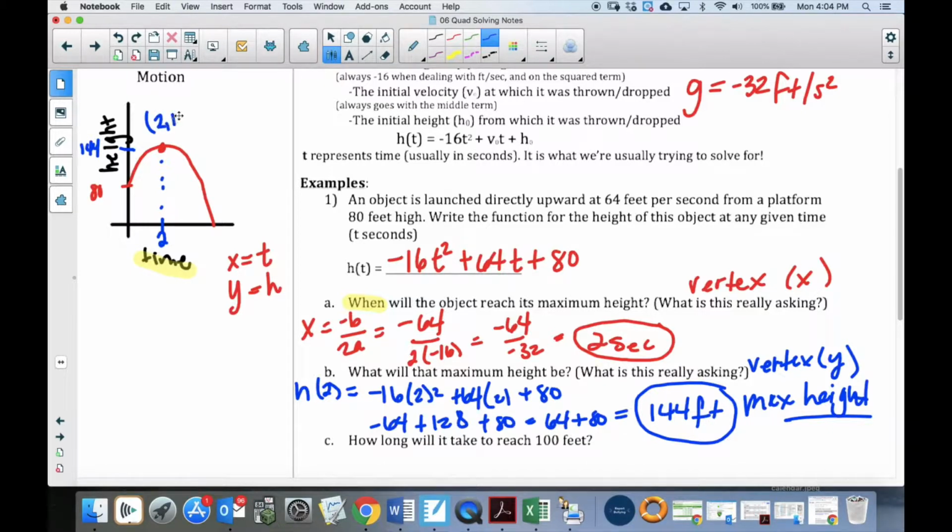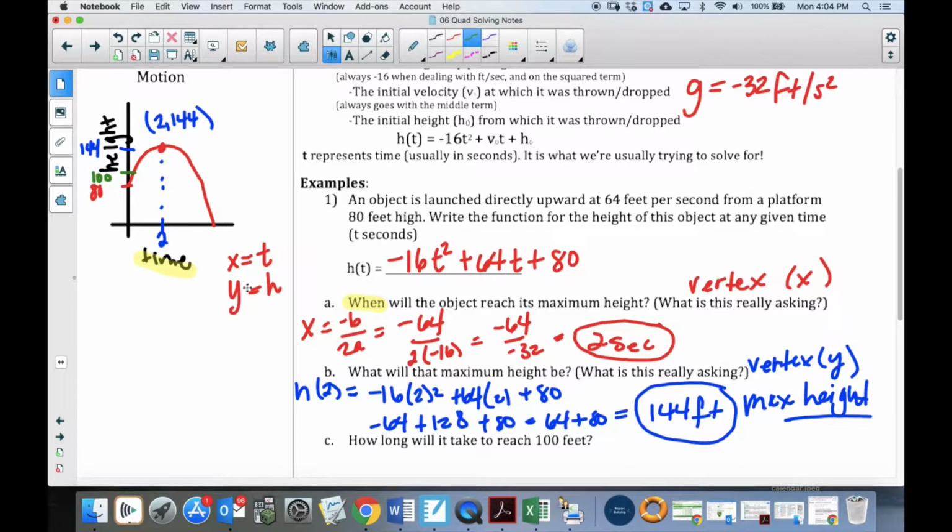We need that vertex. But the next question, question C, is asking us, how long is it going to take to reach 100 feet? So it starts at 80. The highest it gets is 144. We want to know, and I'm just going to estimate here where this would be, how long is it going to take to get to 100.